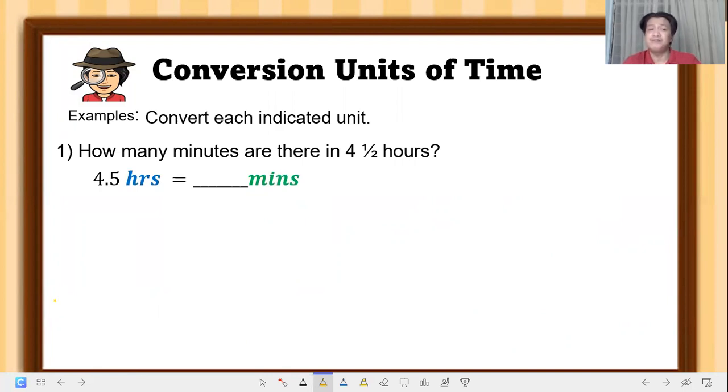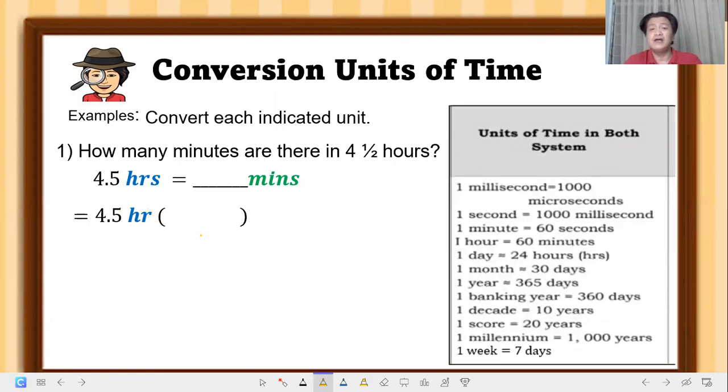4.5 hours is equal to how many minutes? So, meaning to say, you are going to write it into dimensional analysis. Meaning to say, multiply the given by its unit fraction. Which conversion factor do we need to apply? Since we have hours and minutes, we are going to use 1 hour is equal to 60 minutes.